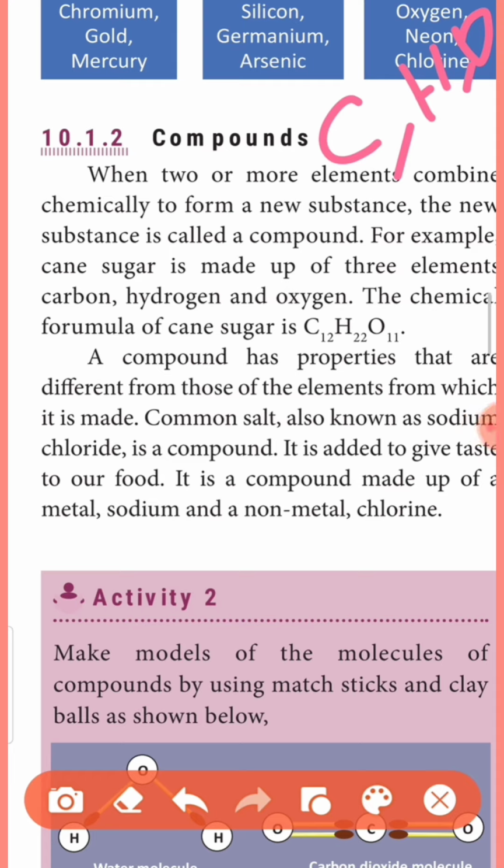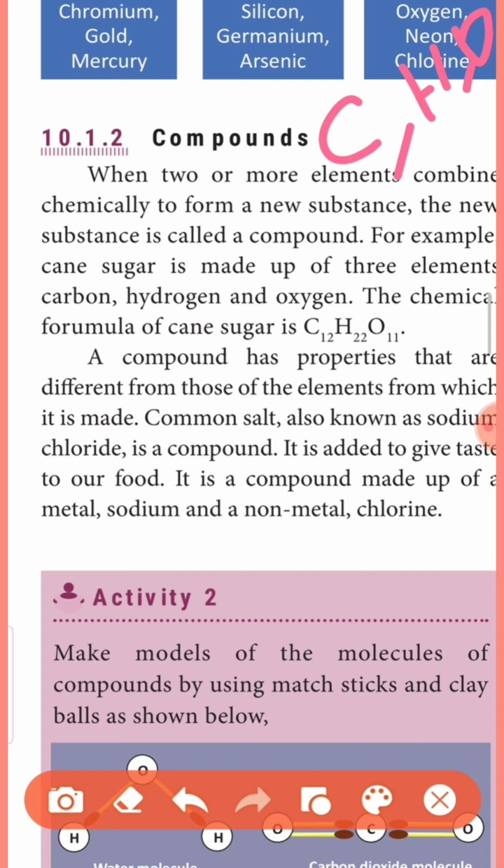The glucose which is formed by carbon, hydrogen and oxygen is called a compound because they are in a particular proportion. That proportion is known as the chemical formula, and cane sugar's chemical formula is C12H22O11. So 12 carbon, 22 hydrogen and 11 oxygen atoms combine together to form it. A compound has properties that are different from those of the elements from which it is made. It may or may not have the same property as the element.